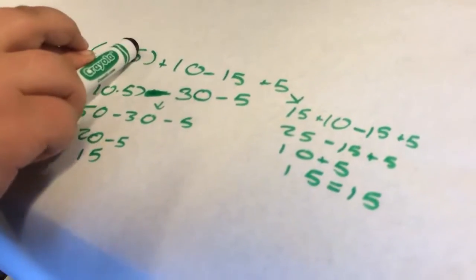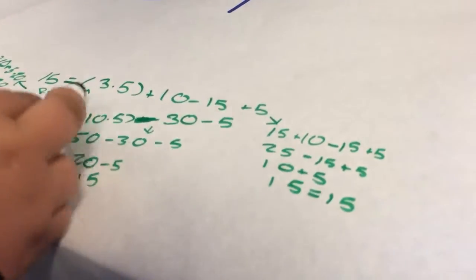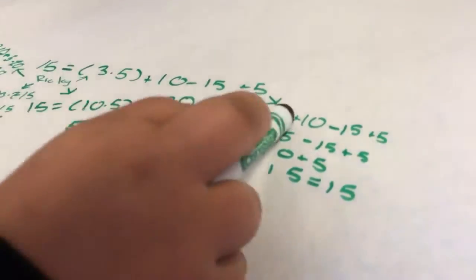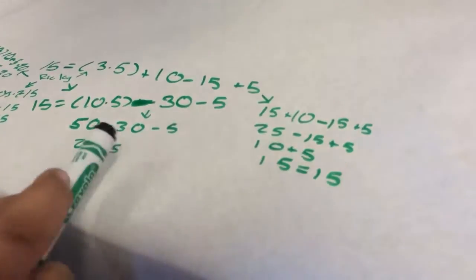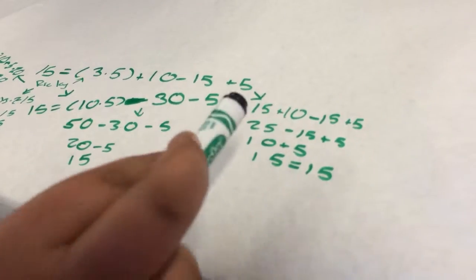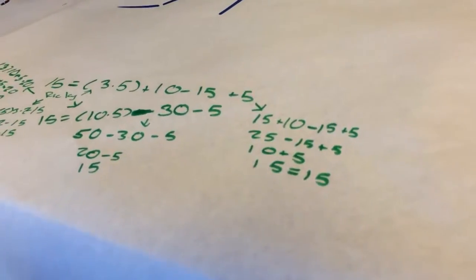Go, Ricky. For my first one, 3 times 5 plus 10 minus 15 plus 5. First I multiply 3 times 5, so I get 15. Then I add 10, get 25, and then I subtract 15, and then I get 10, and then I add 5, and I get 15. Wow. You have complicated.